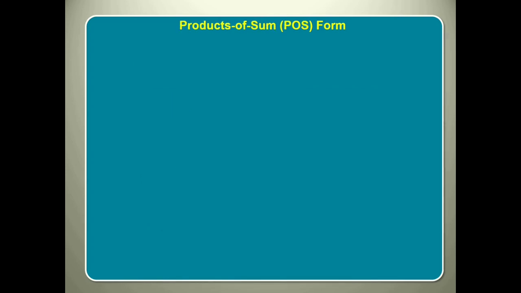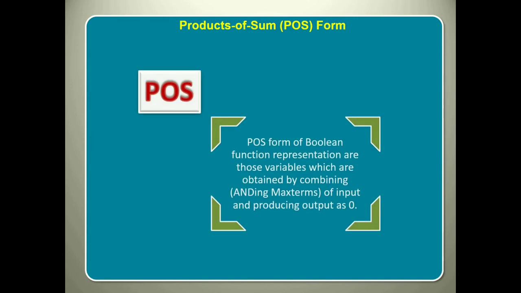Now let us understand about canonical products of sum, POS form. POS form of Boolean function representation are those variables which are obtained by combining, ANDing, maxterms of input and producing output as 0.